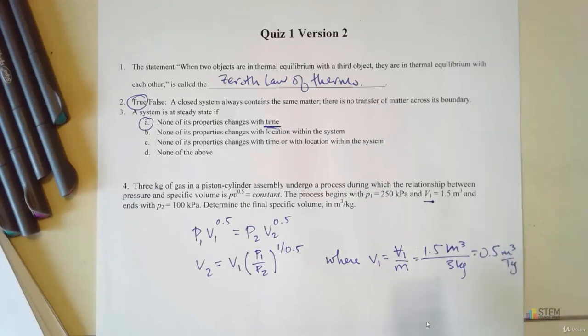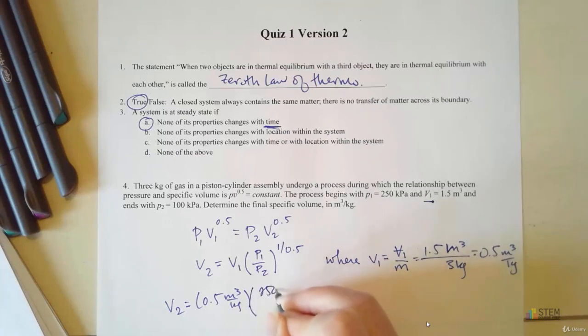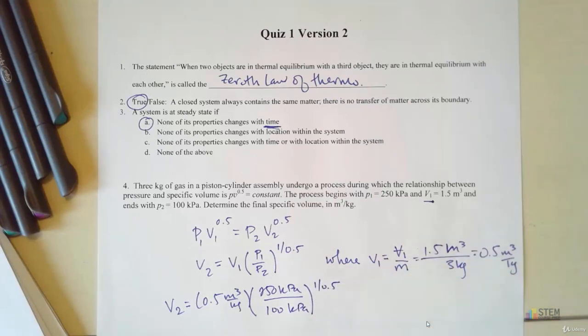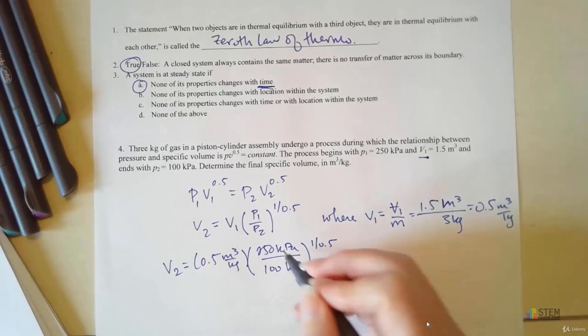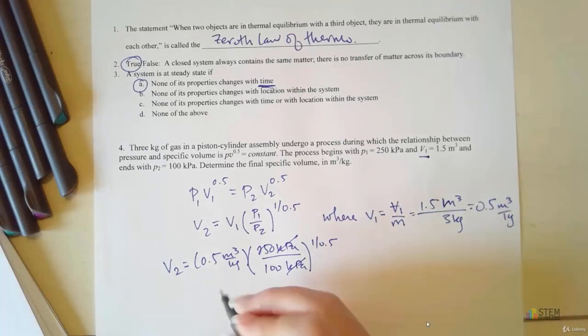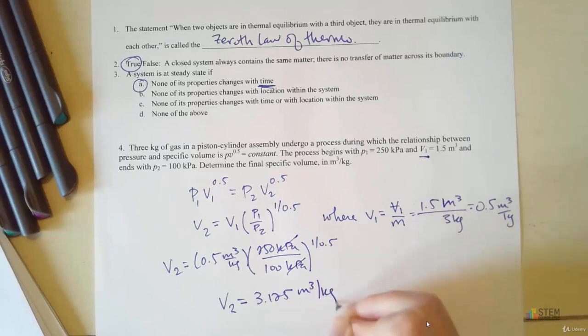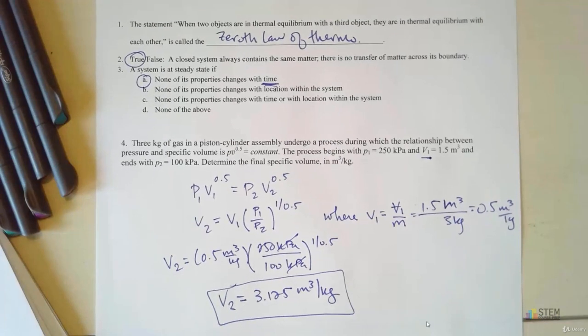Now all you have to do is take this, plug it back into this equation along with your pressures, and then get your number. So we'll have the 0.5 times the 250 kilopascal over 100 kilopascal, and raise it to the power of 1 over 0.5. Then you can solve. Notice pressure units go away. So when you solve, you get 3.125 cubic meters per kilogram. And that is your final specific volume.